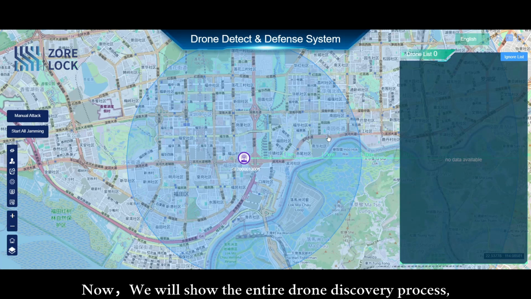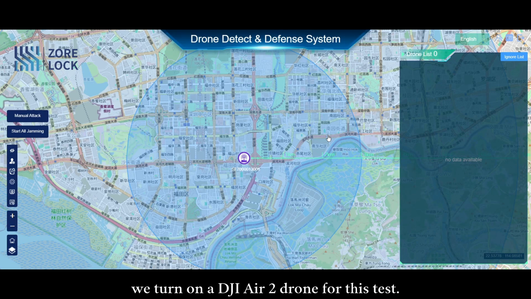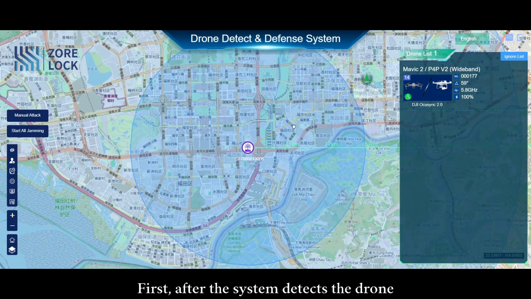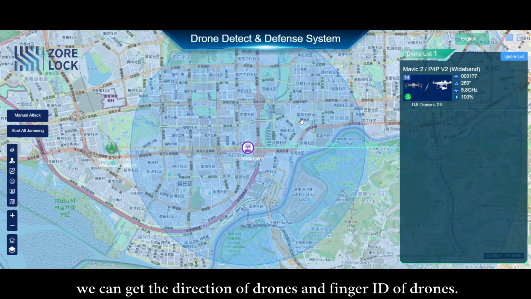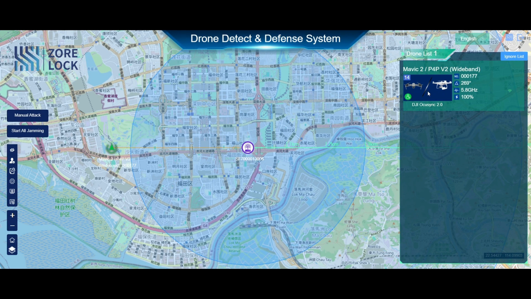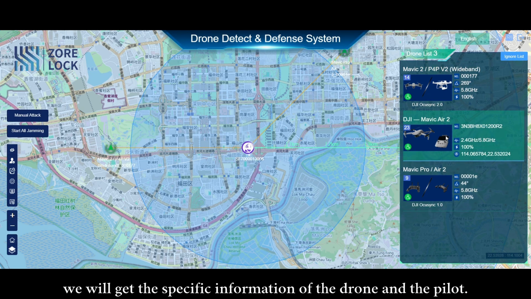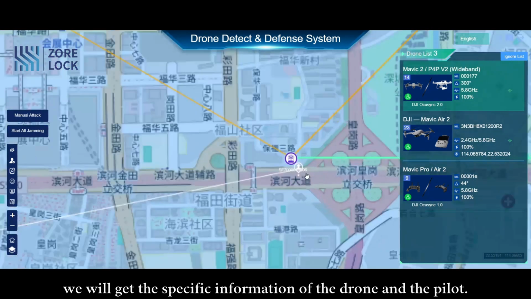Now we will show the entire drone discovery process. We turn on a DJI Air 2 drone for this test. First, after the system detects the drone, we can get the direction of the drone and the fingerprint ID of the drone. After the system cracks the drone, we will get the specific information of the drone and the pilot.